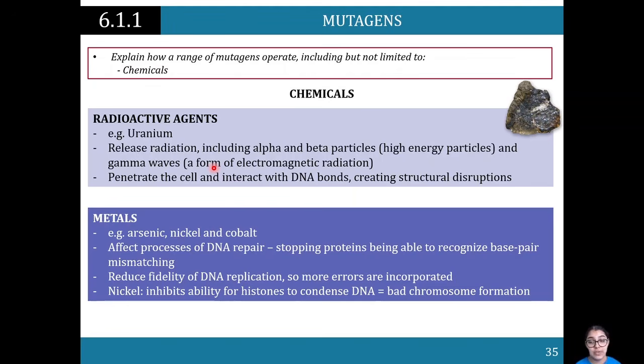And nickel especially inhibits the ability of histones to condense DNA. Histones are really important because DNA is wrapped around them and they essentially protect our DNA. If nickel affects the ability of histones to condense that DNA, it can lead to the chromosomes being in a bad formation, and that can affect the protection of the chromosomes.